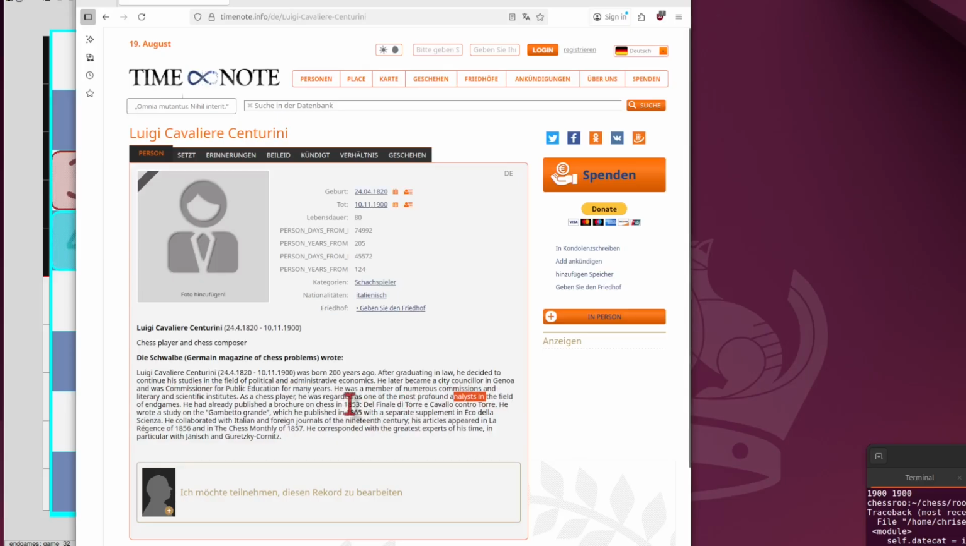And you have a look, there's a few books he's written. 1853, an endgame book on Rook and Knight versus Rook. And he wrote a book about gambits. And I think this study we're looking at is from 1856. And then you can see that he wrote articles in La Régence and Le Chess Monthly. And on top of that, he corresponded with the greatest experts of his time.